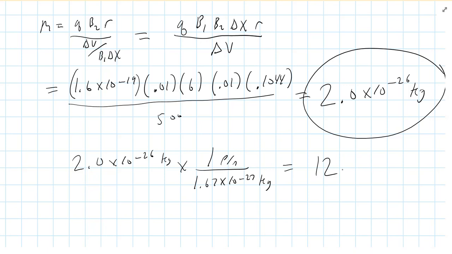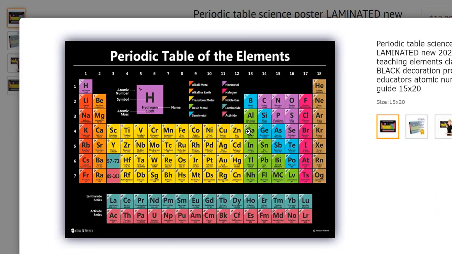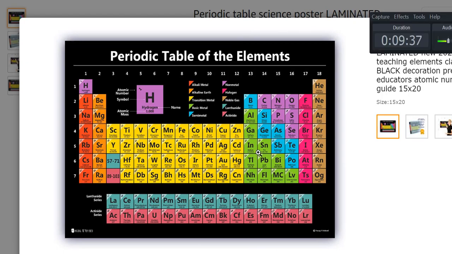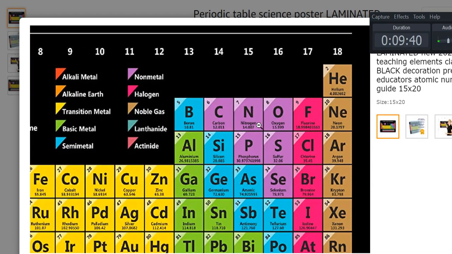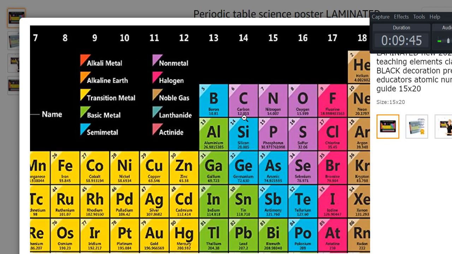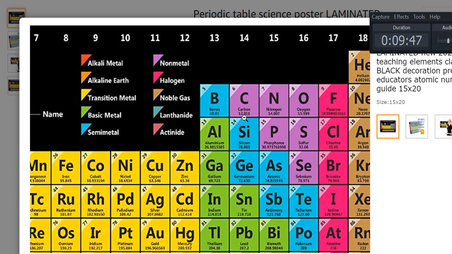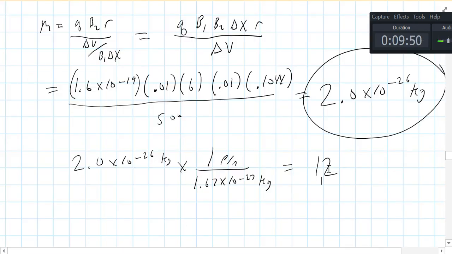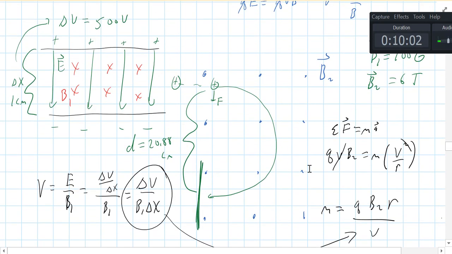Now, if you look at a periodic chart, what's probably going to have an atomic mass of 12? Well, if I look at my periodic table here, I'll zoom in, the atomic numbers are down here, and if you look at carbon, it's got an atomic mass of about 12. So this is probably a carbon atom. Now, for larger atomic masses, you have to do a little more work to figure out what they are, because then they could be molecules. But this is the basics of how a mass spectrometer works.